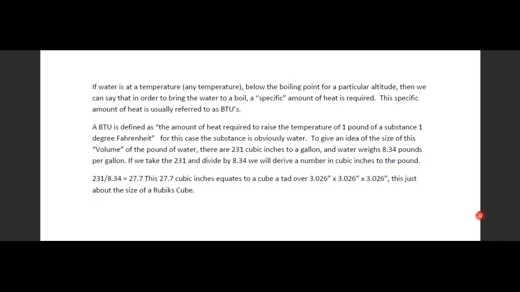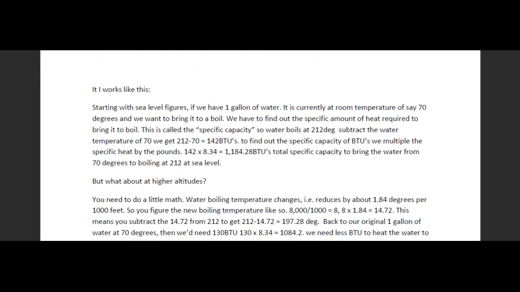To give an idea of the size of a pound of water, there are 231 cubic inches to a gallon. If we take the 231 and divide it by the pounds in a gallon, which is 8.34, the math works out like this: 231 divided by 8.34 equals 27.7 cubic inches. This works out to a cube about 3 inches by 3 inches by 3 inches, about the size of a Rubik's Cube, just to give you an idea of how small a pound of water actually is.